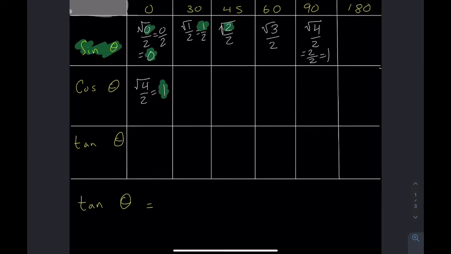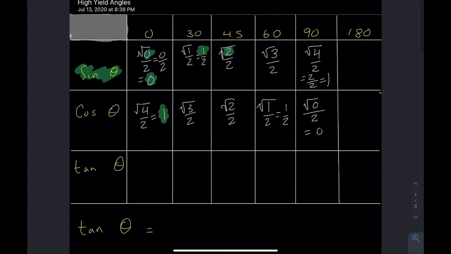And same thing, moving down 1, now we're at root 3 over 2. Cosine of 30 degrees is root 3 over 2. Cosine of 45 degrees is going to be root 2 over 2. Cosine of 60 degrees, it's going to be root 1 over 2, but that's just going to be 1 over 2. Now cosine of 90 degrees is going to be root of 0 over 2, which is just 0. And that's it. That's really it. That's all we have to know. And that is the pattern.